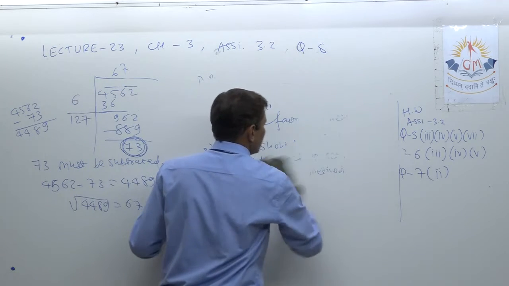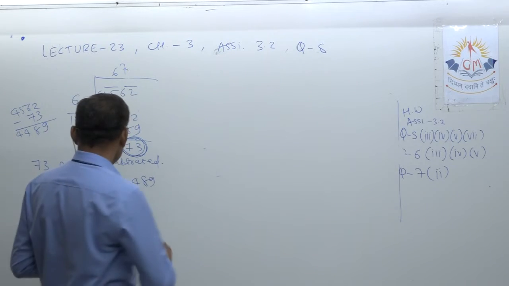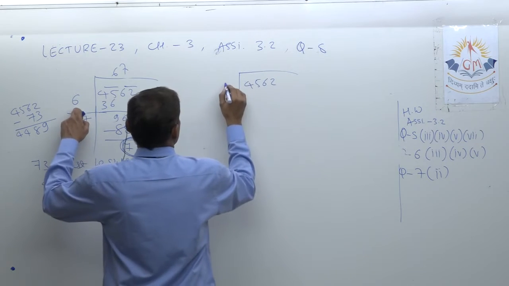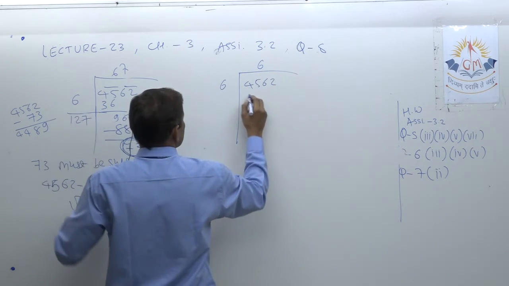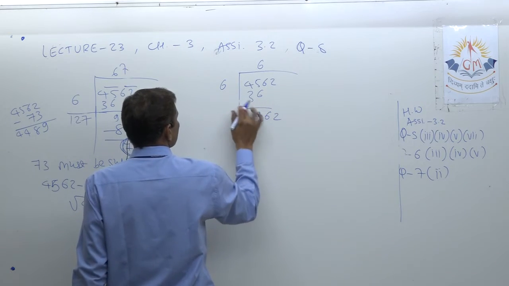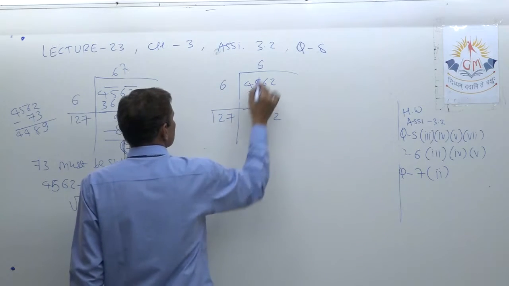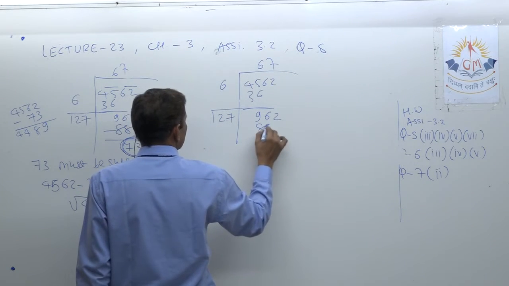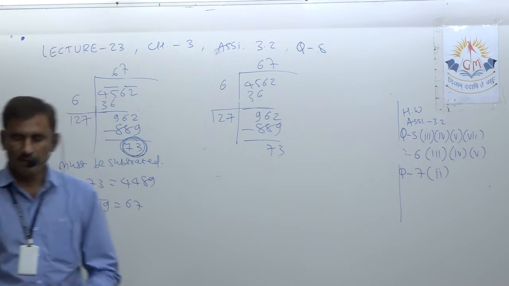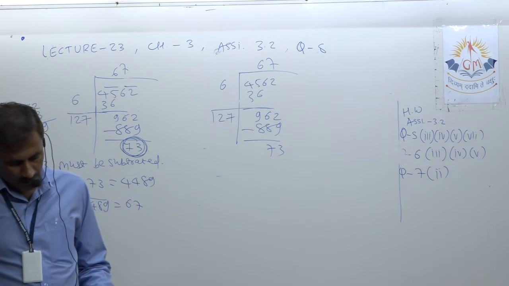Same number is again there, but here they ask what should be added. So 4562. I am just copying everything. 6 6s are 36 here. After subtraction I got 962 came here. So it is my new step. I placed here 2. Then I ahead 127 7s are 889. So we got here 73. Now it will be the ninth sum, not 8. Same number is there, but a new one.